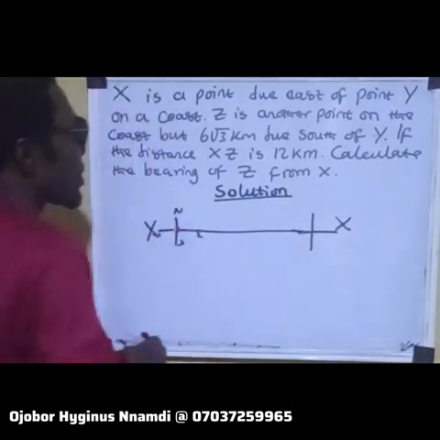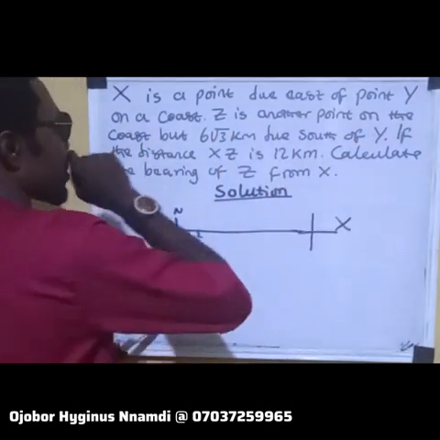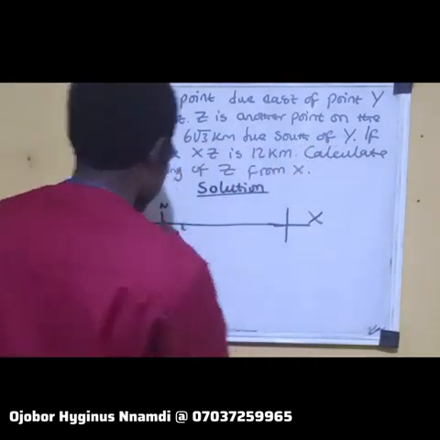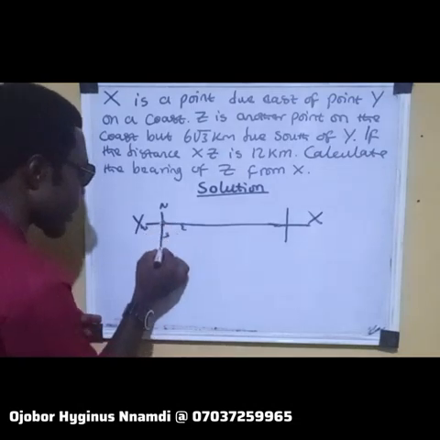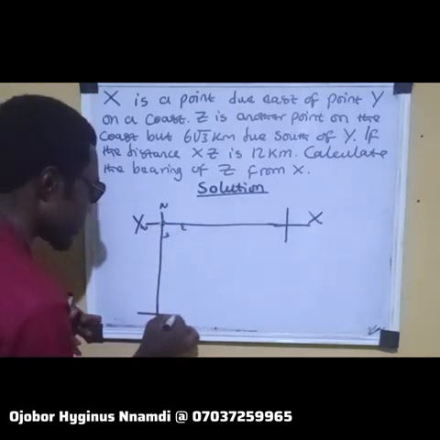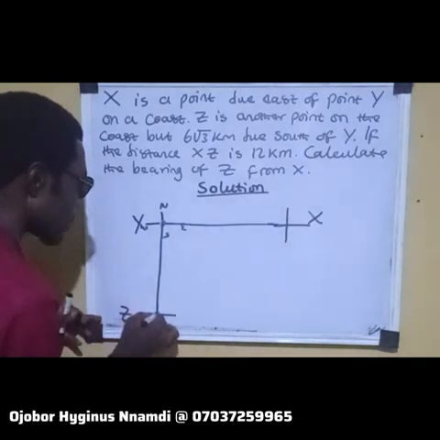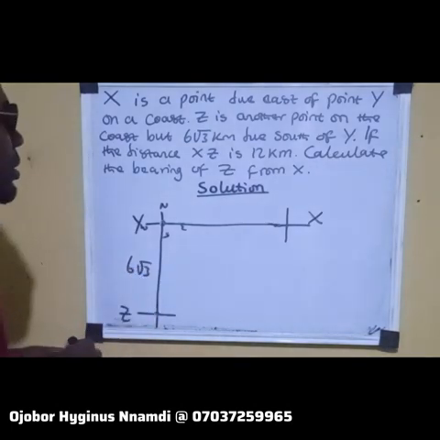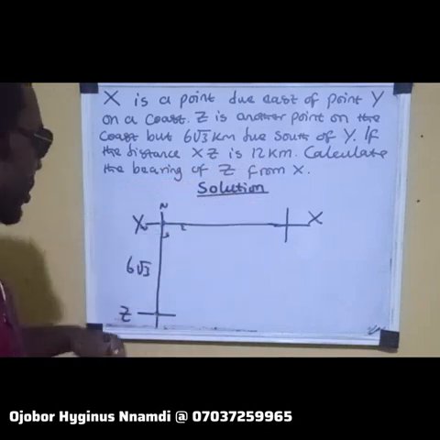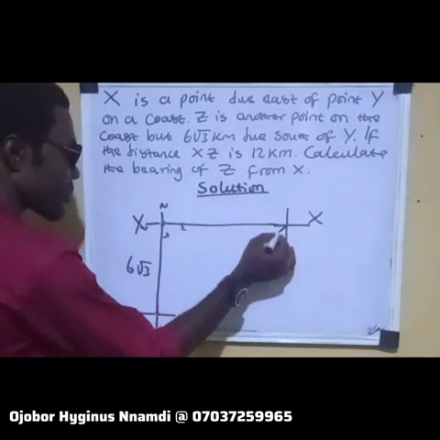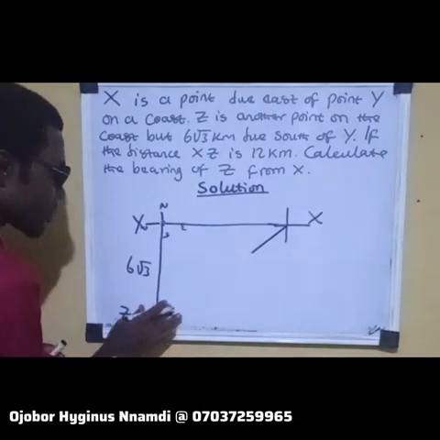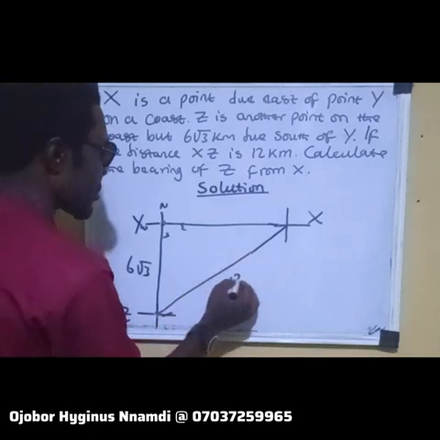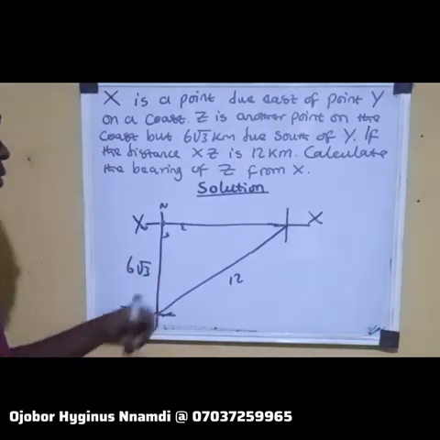Z is another point on the same coast, but 6√3 kilometers due south of y. Coming to the same y, you locate z, but due south. This is south. Then you see point z here, due south of y, and the distance is 6√3 kilometers. If the distance xz is 12 kilometers, this is x, this is z. So we join a straight line from x to z. This is 6√3 kilometers, this one is 12 kilometers.